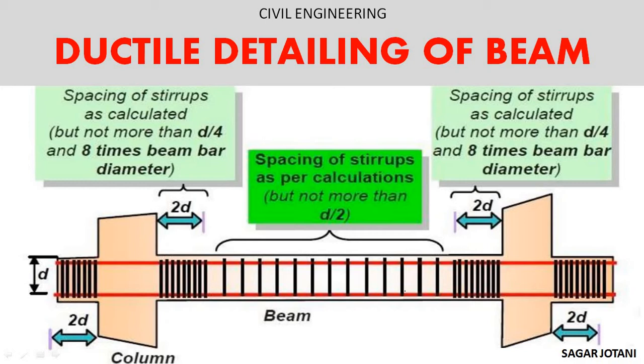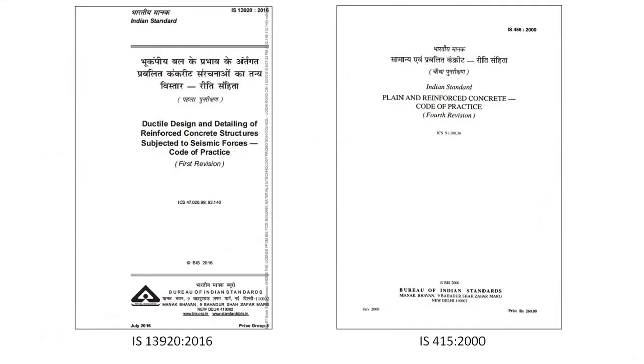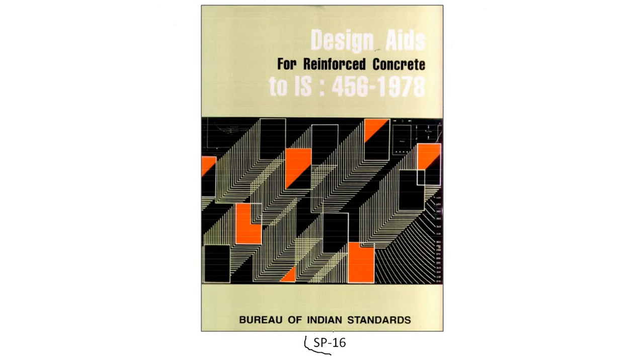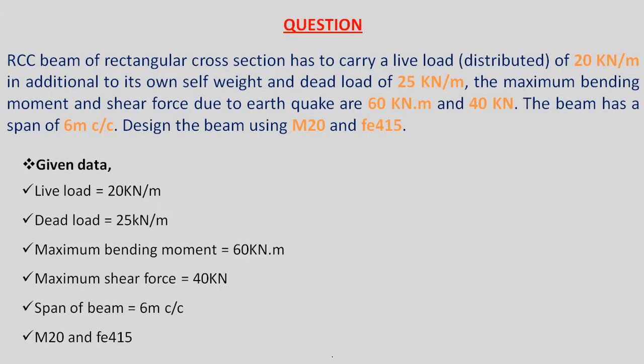So firstly, the codes required for the design, or the codes required for ductile detailing of beams are: first you need the IS 13920 2016, and IS 456 2000, and last you need SP 16. So let us start with the question.